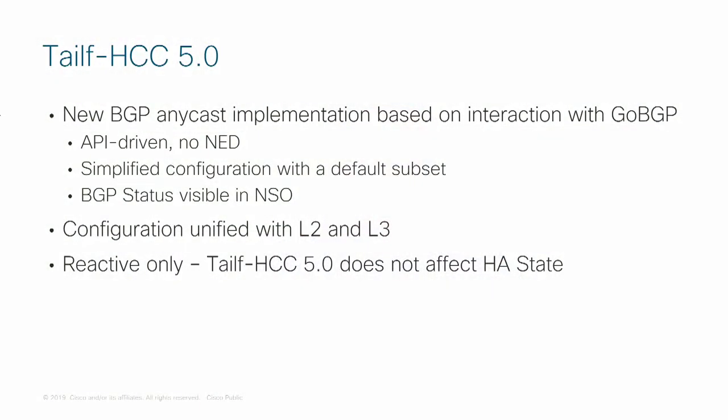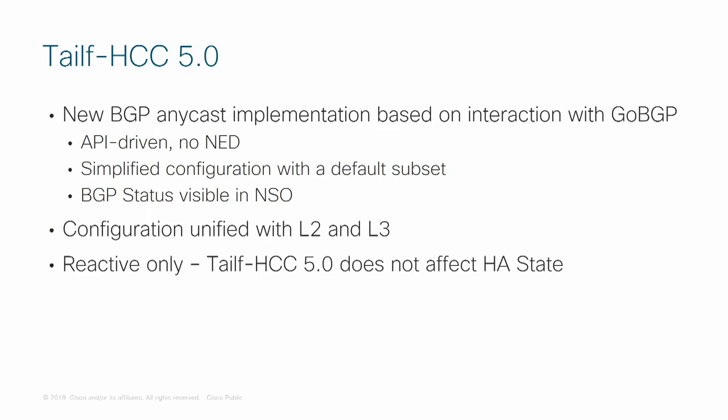So the new BGP Anycast implementation in TLF HCC 5.0 is based on an interaction with a software called GoBGP. This software is not delivered by us, but it is freely available with a permissive license. And this interaction is now API driven. We don't go through a NED, so that makes it easier to set this from a slave node, for example. And there's no need to have any more packages installed in NSO itself.